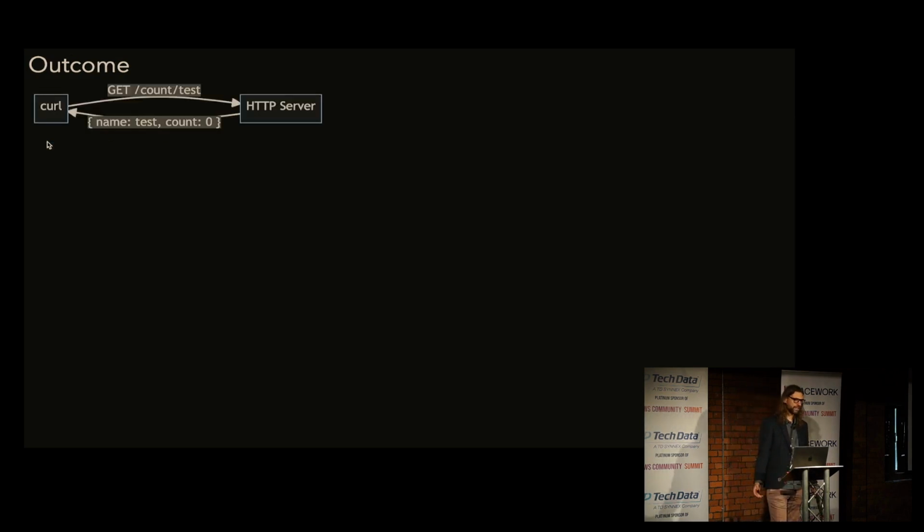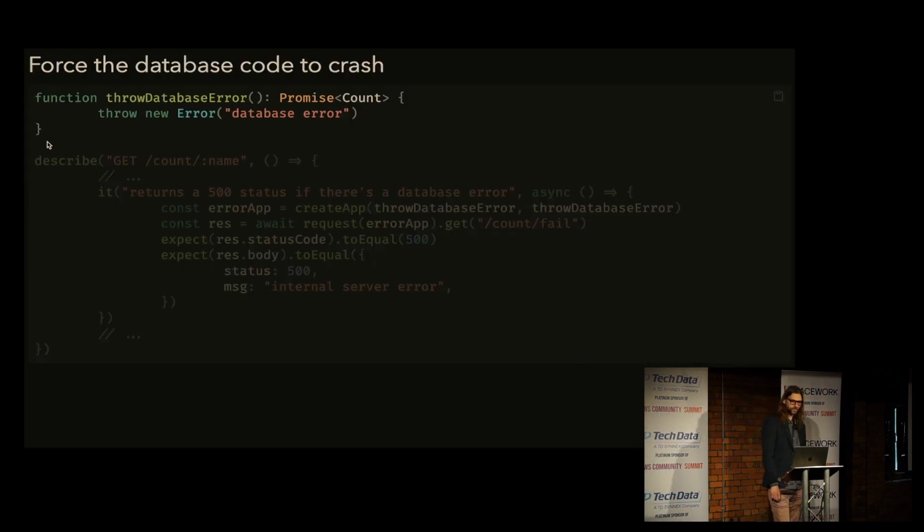And the outcome is still the same. We can do a count test, but we have this separation in our code and this ability to change the behavior of the code itself. So how do we force that database code to crash? Well, we can pass in an alternative implementation, and the alternative implementation could be any function that throws an error. It doesn't even have to take in a name, because JavaScript isn't particularly picky about the parameters.